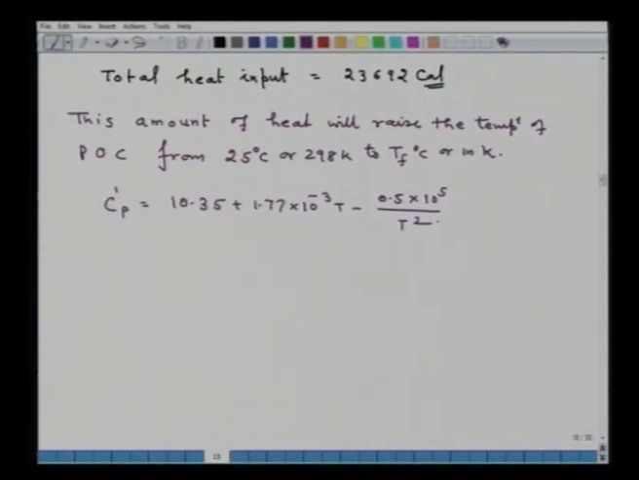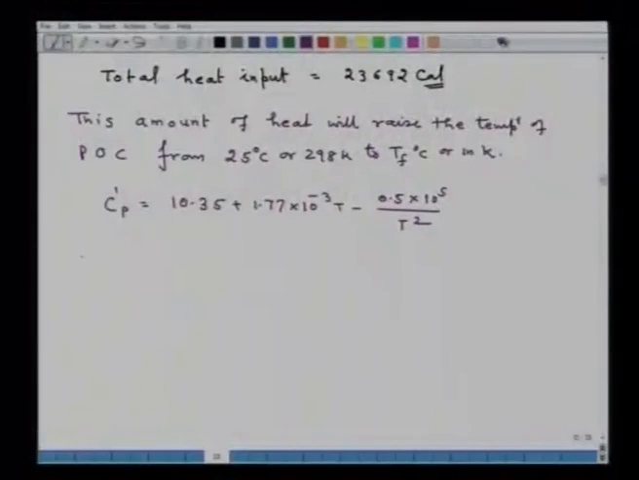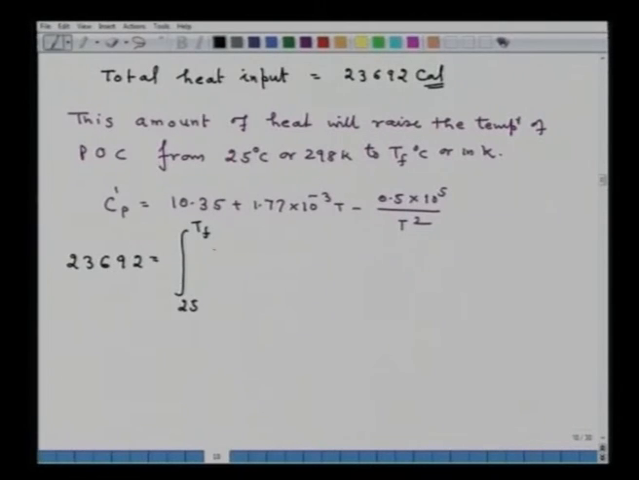Now I will do the heat balance. As all of you know, the heat balance will be 23692 equal to the integral from 25 degrees to TF. Naturally, I will get TF in degree Celsius.